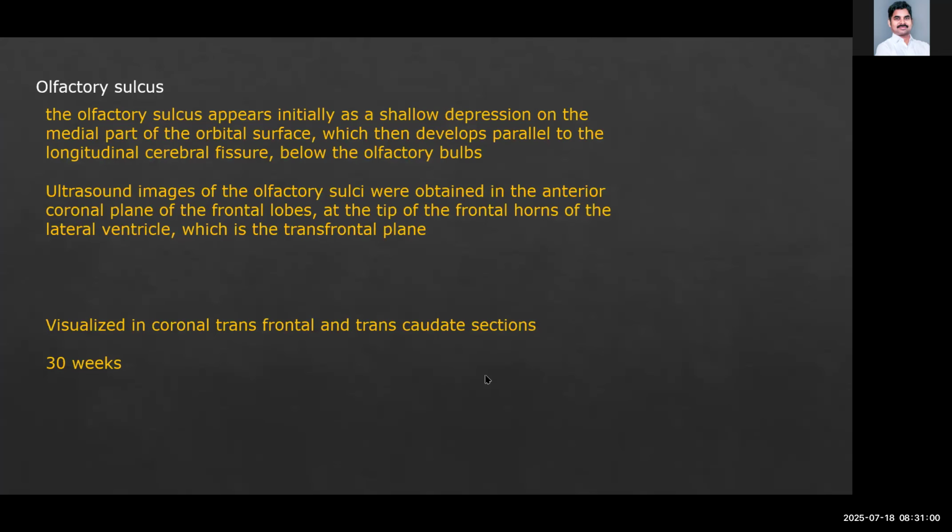The last sulcus is the olfactory sulcus. This olfactory sulcus appears initially as a shallow depression on the medial part of the orbital sulcus, and it develops parallel to the longitudinal cerebral fissure.